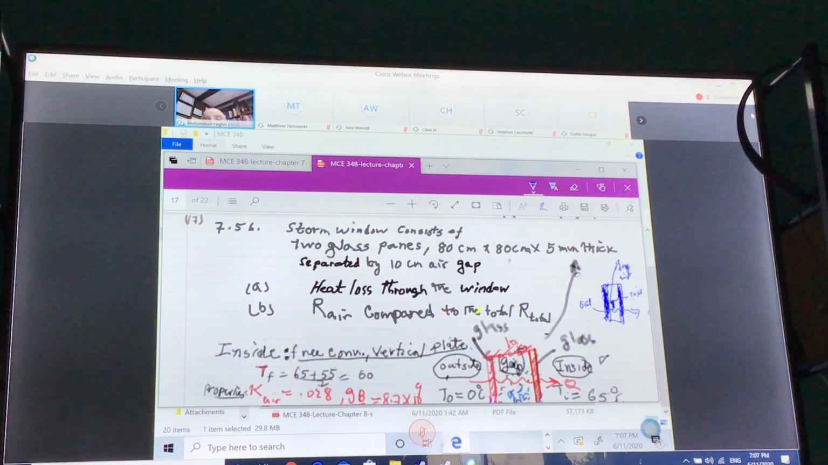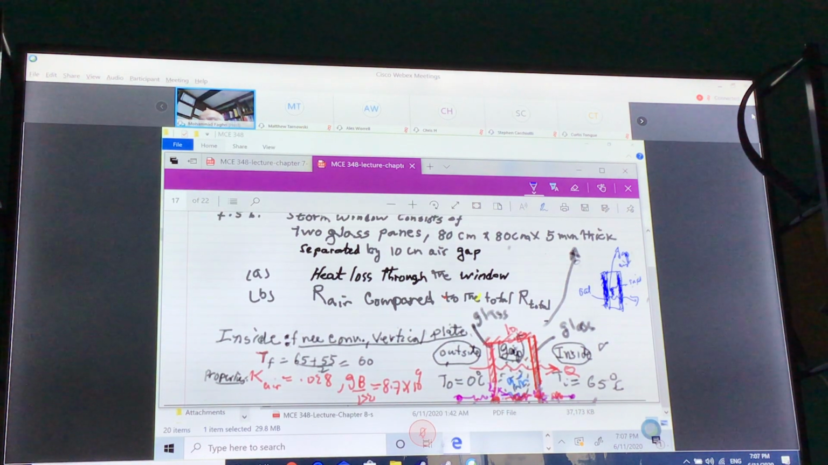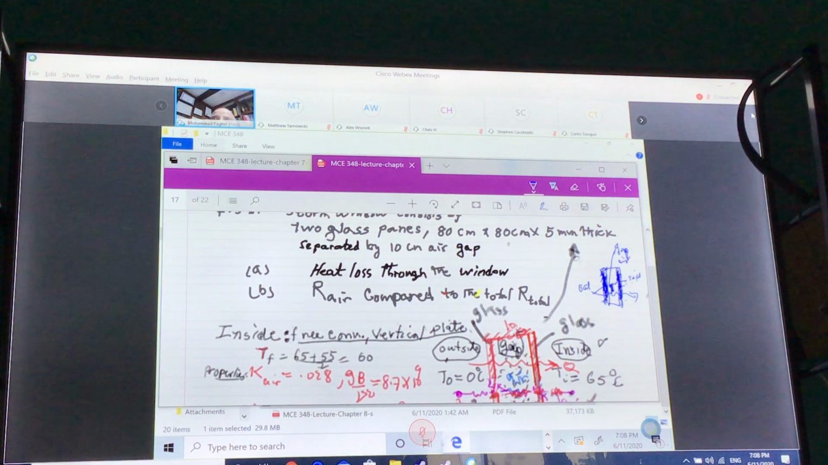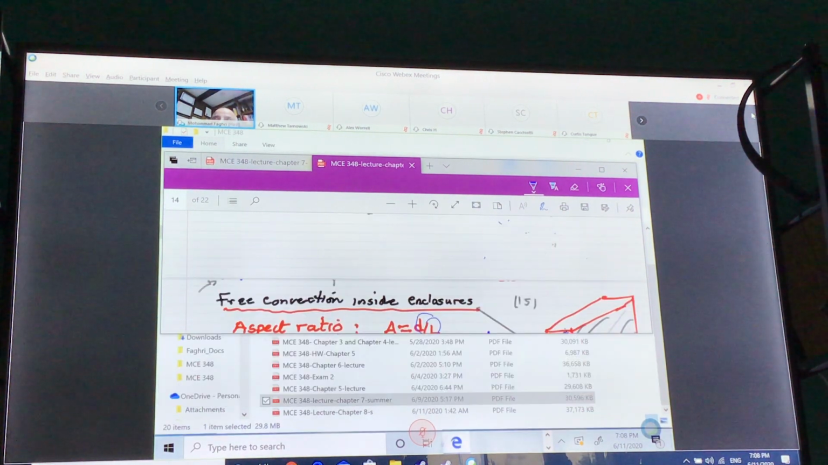Storm window consists of two glass panes, 80 centimeters by 80 by 5 millimeter thick, separated by 10 centimeter of air gap. Heat loss through the window. Okay? How do you calculate heat loss? This is chapter 2 problems. The only thing you need is H. So inside or outside, you have a vertical plate. From the external part it is a vertical plate, easy to calculate. Use the Churchill equation. Inside the gap, use this gap equation.